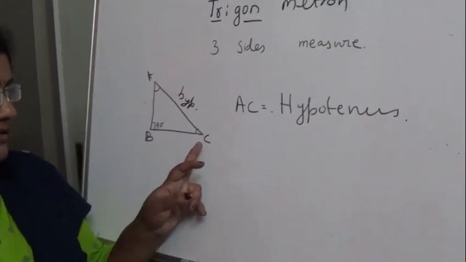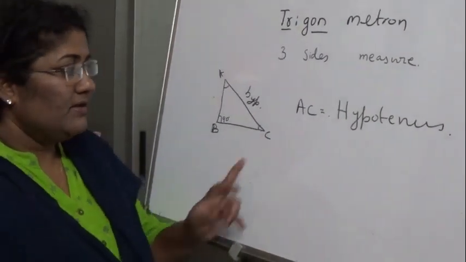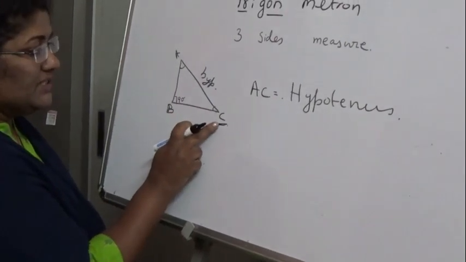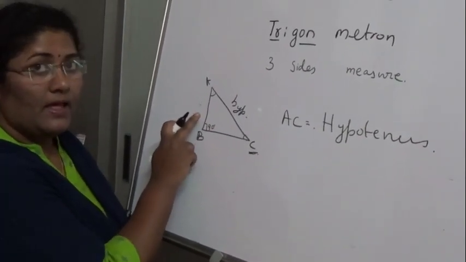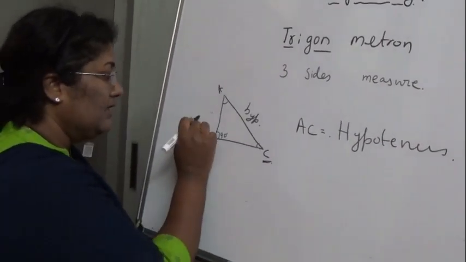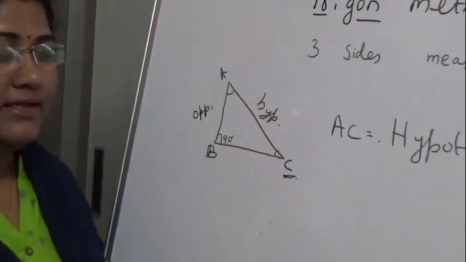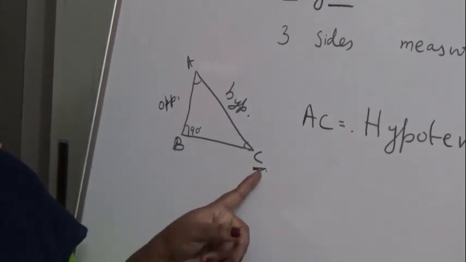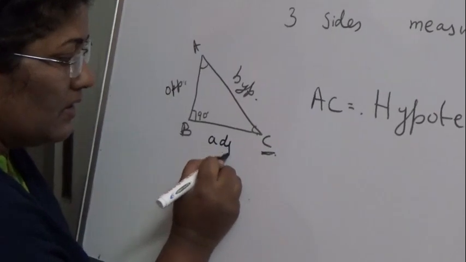If I consider the acute angle C, then the opposite side to this angle is AB, so I write it as opposite here. And the adjacent side of angle C is BC.